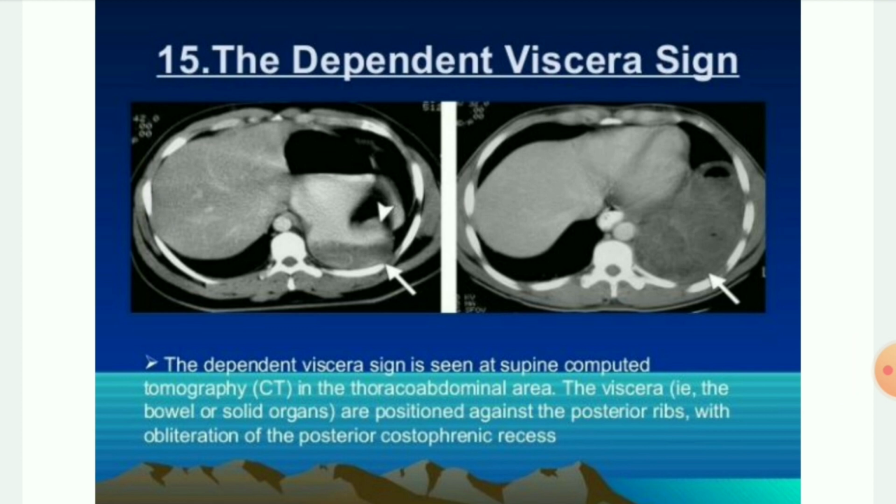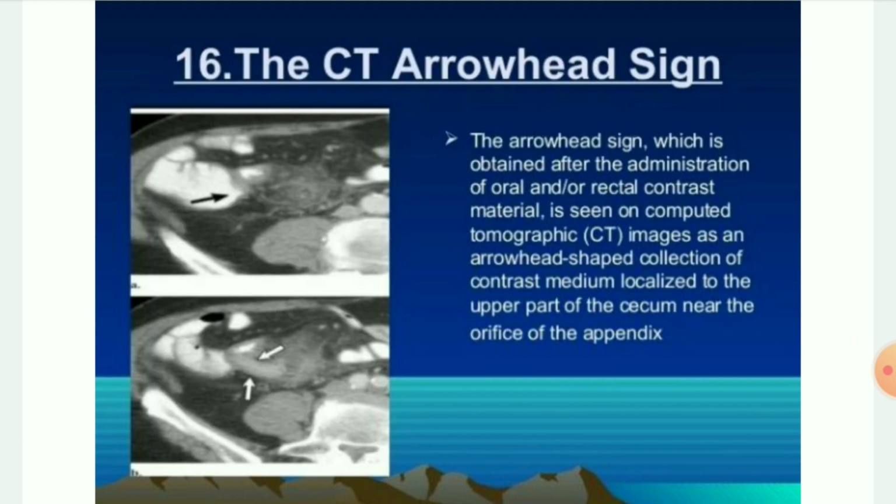The dependent viscera sign is seen at supine computed tomography in the thoracoabdominal area. The viscera, that is the bowel or solid organs, are positioned against the posterior ribs with obliteration of the posterior costophrenic recess. The dependent viscera sign is seen with diaphragmatic rupture. The absence of posterior support by the diaphragm allows viscera to fall against the posterior ribs to a dependent position. The dependent viscera sign is up to 100% sensitive as a sign of diaphragmatic rupture and 83% sensitive for right-sided injury. Next sign is the CT arrowhead sign.